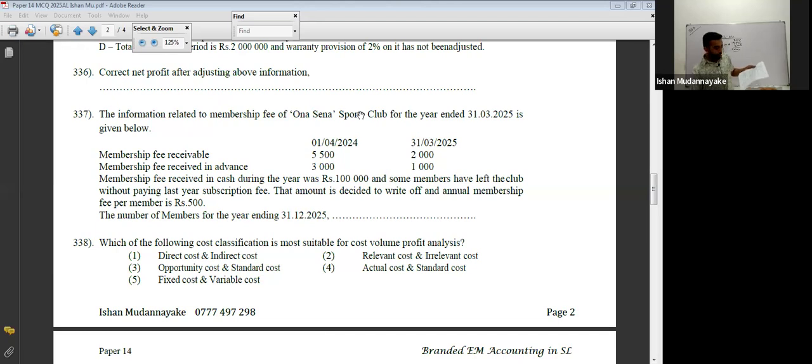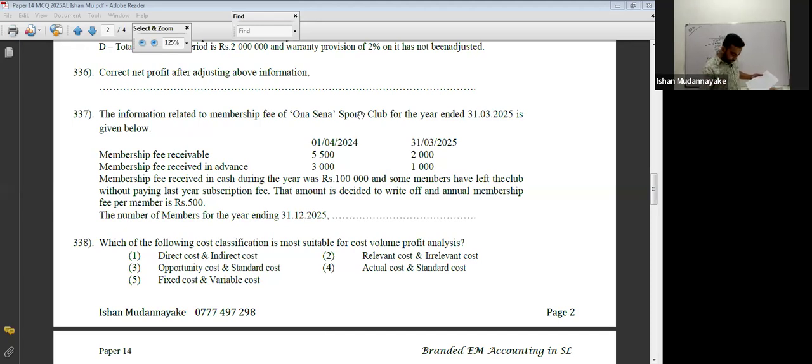Yes, cost volume profit analysis is chapter 15. What is the answer? The fifth one, fixed cost and variable cost.